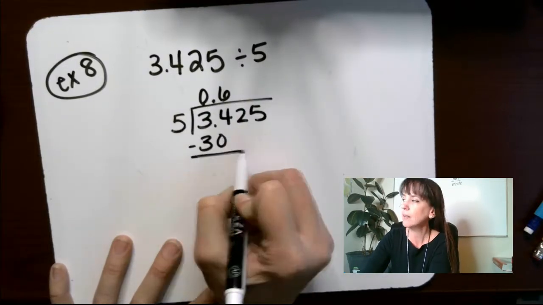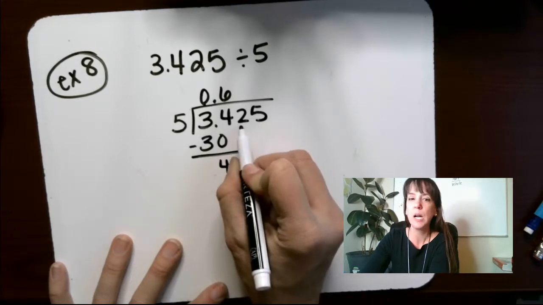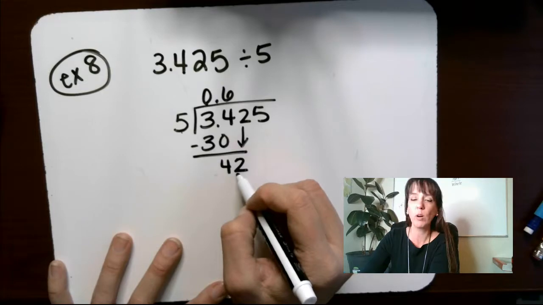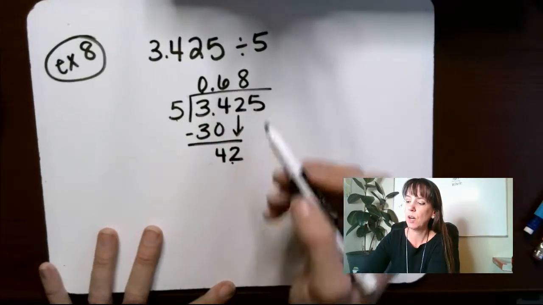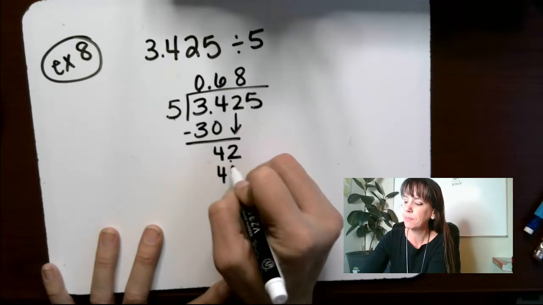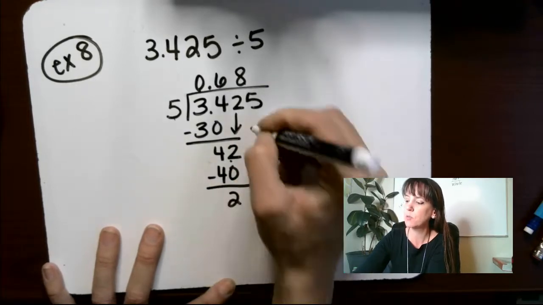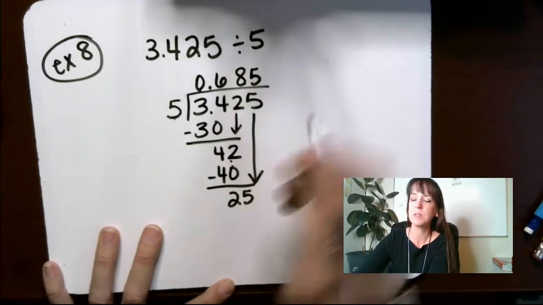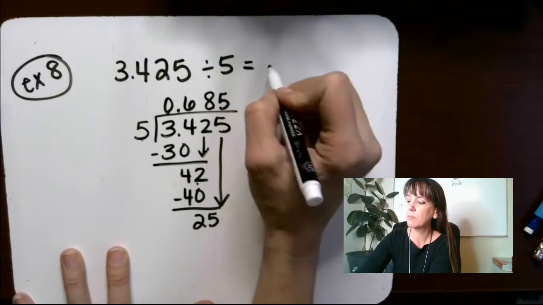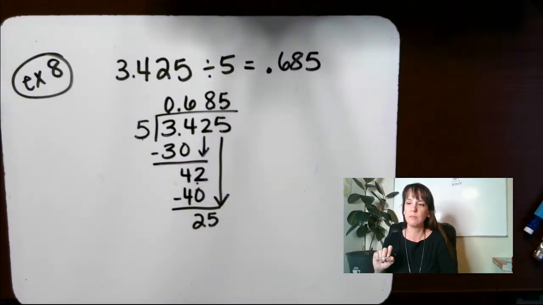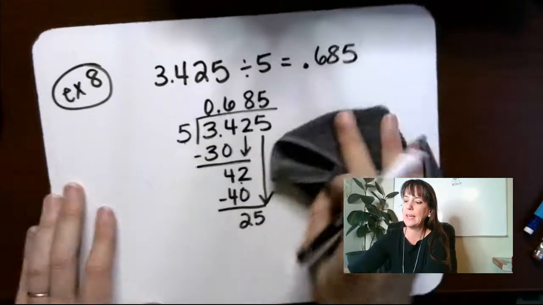So we subtract, and when we subtract, we also have to bring down. So 5 goes into 40 8 times. 8 times 5 is 40. We subtract, and when we subtract, we bring down. 5 goes into 25 5 times. So the answer here is 0.685, or 685 thousandths. Okay, that was example 8.